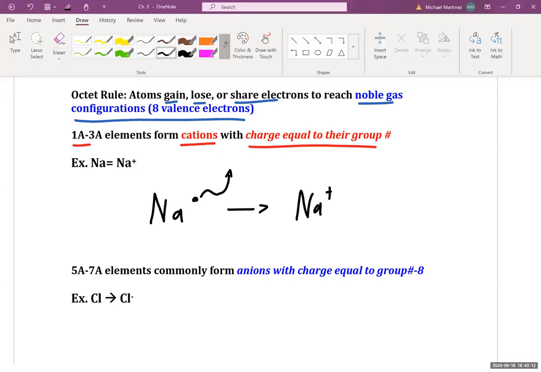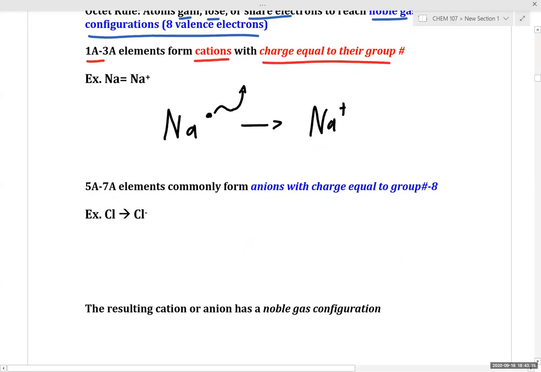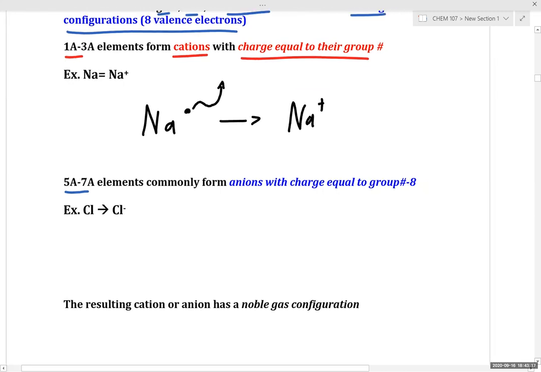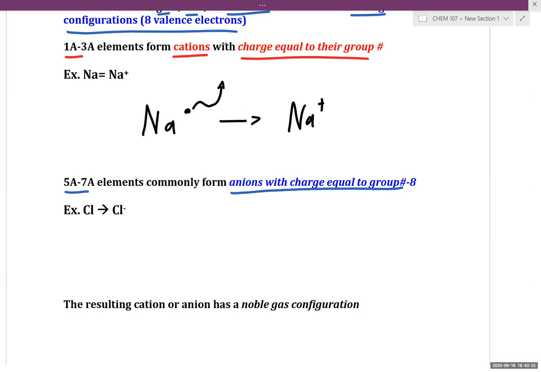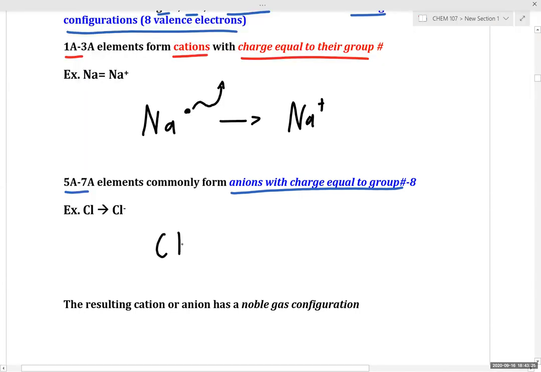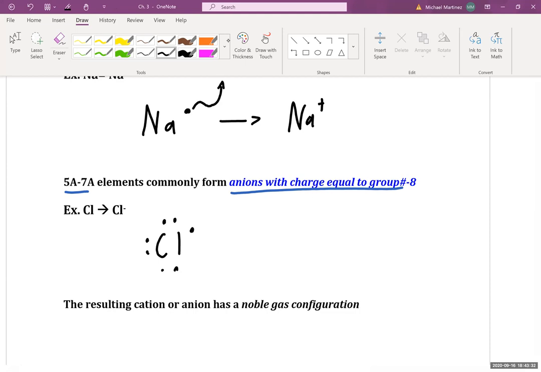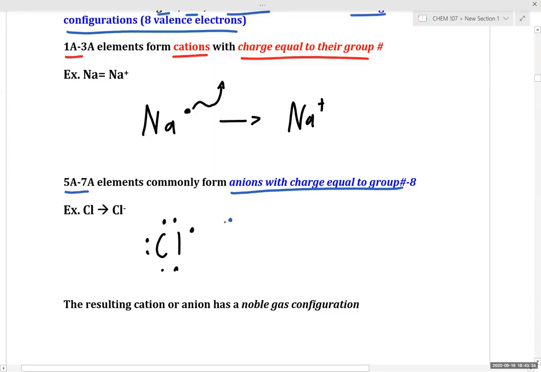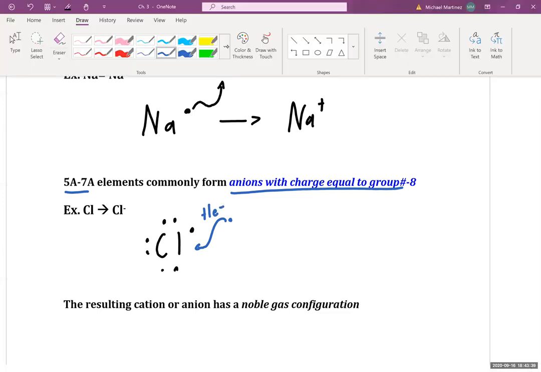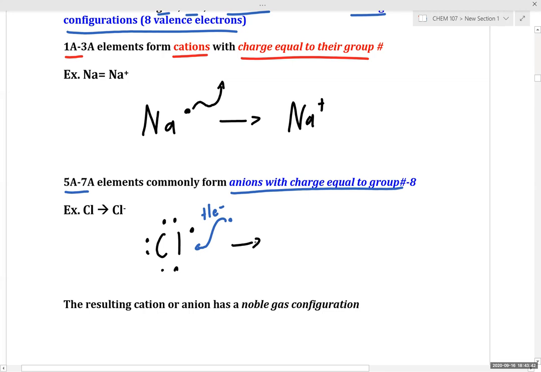Likewise, we remember that 5A through 7A elements form anions with charge equal to their group number. So for example, chlorine, which has 7 valence electrons, in order to have a complete octet, all we need to do is gain 1 electron. And that in turn gives us chloride, Cl minus.